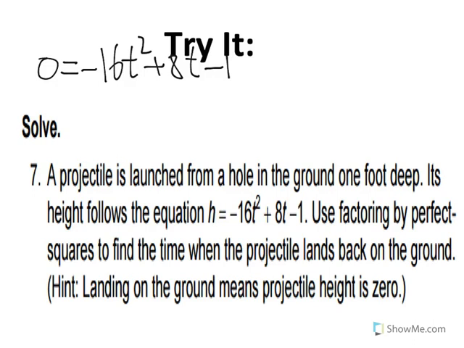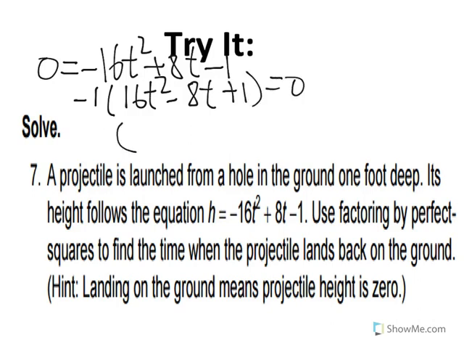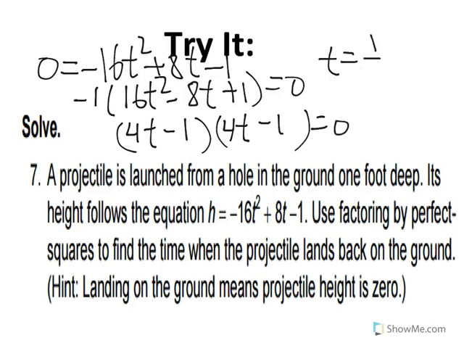Okay, so here I do not like the negative 16 in front. So what I do is I can factor out a negative 1, so that gives me 16t squared minus 8t plus 1 equal to 0. So then I can factor this part out. 16 is a perfect square, so we can write it as 4t and 4t. And a positive 1, and a negative 8, so we need negative 1 and negative 1 equal to 0. So solve for t: t equal to 1 over 4.